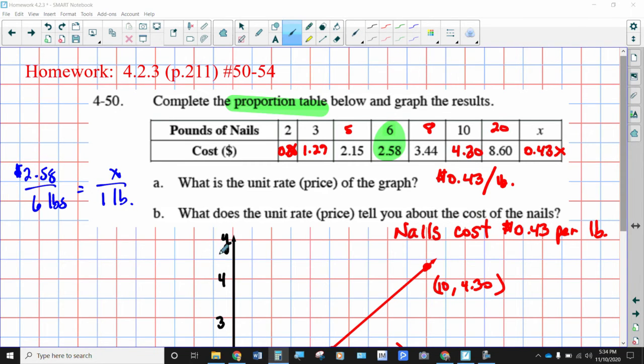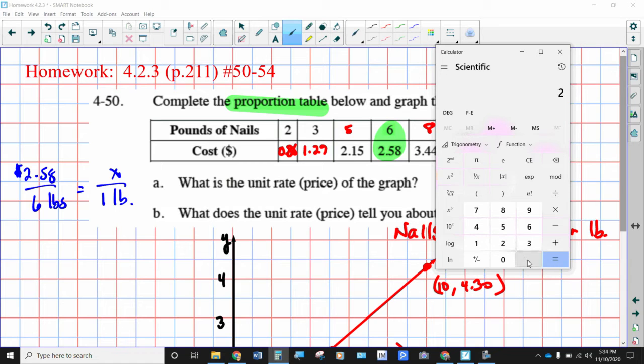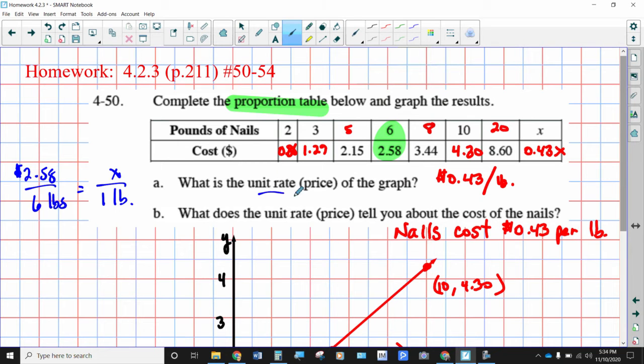So let's go ahead and grab our calculator and say $2.58 divided by 6. That's going to be the price per pound. Okay, so our unit rate is 43 cents per pound. And now we can multiply it times 2 to give us 86 cents, times 3 to give us $1.27, and so on and so forth.